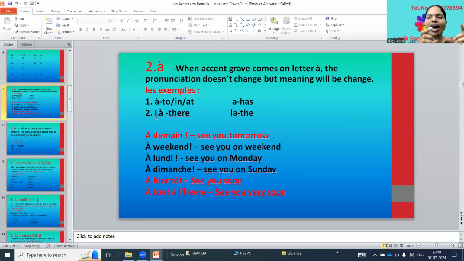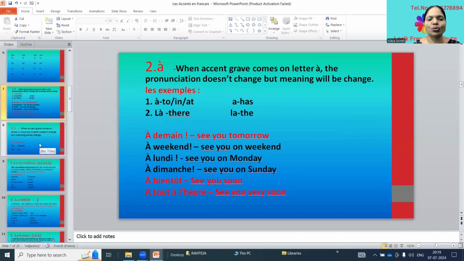And with à with accent grave, there are more expressions. À demain, see you tomorrow. À weekend, see you on the weekend. À lundi, see you on Monday. À dimanche, see you on Sunday. À bientôt, see you soon. À tout à l'heure, see you very soon. These are all expressions with à.